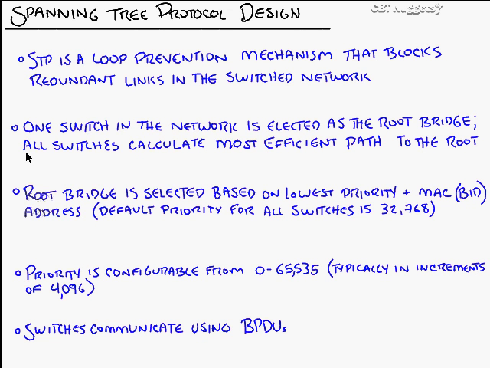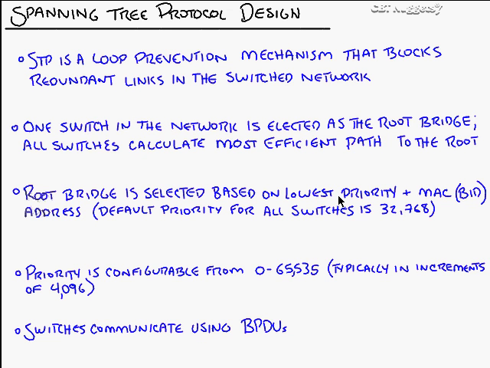Now, I'm waving my hands in the air because I'm dying to show you a picture. I'm going to show you that in just one second. But before I do, let me just hit these last two points. The priority is configurable on any switch from 0 to 65,535, in increments of 4,096. Now, the default priority on all switches is 32,768.